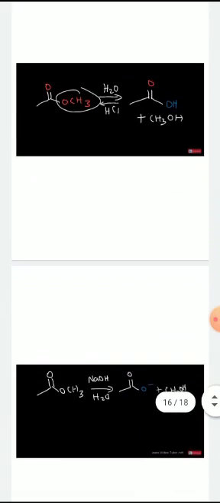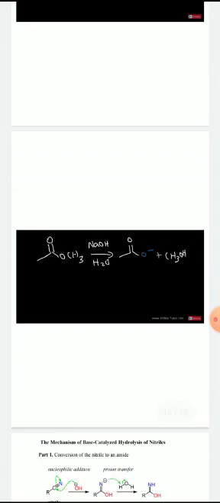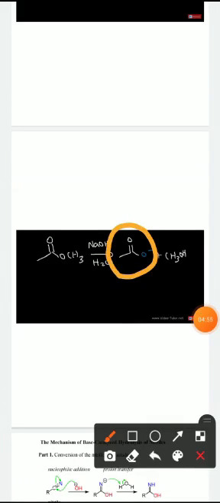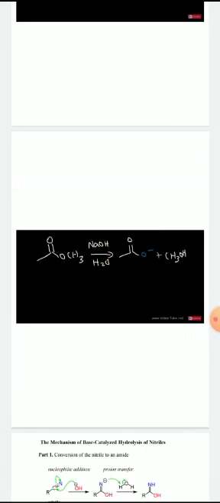The second example is the hydrolysis of ester. When ester reacts with any acid in the presence of water, we gain acetic acid and methanol. On the other hand, when ester reacts with any base in the presence of water, we gain the acetate ion. You can see here it's the acetate ion, and further it's methanol.